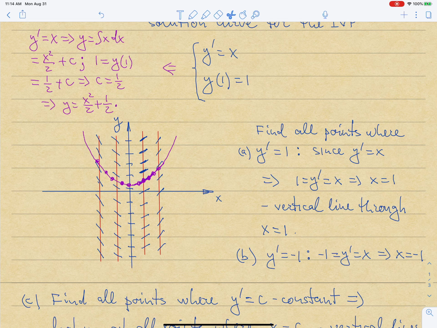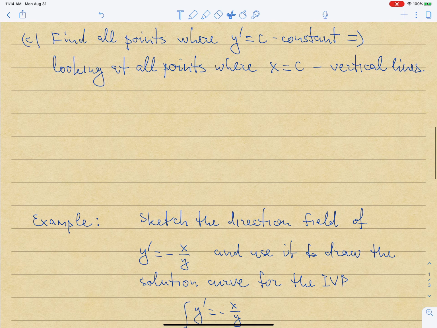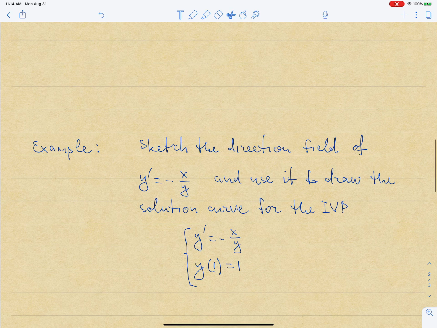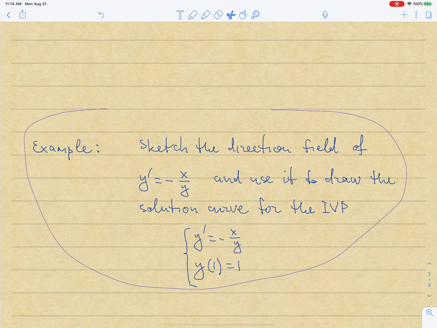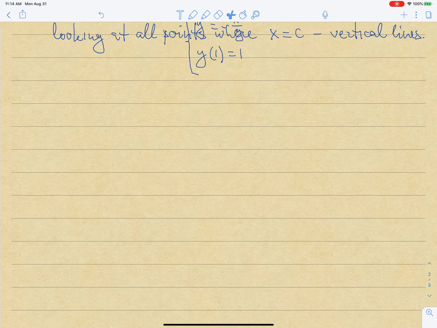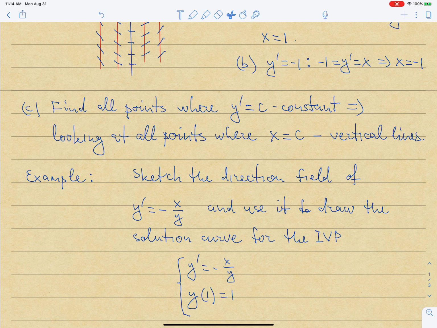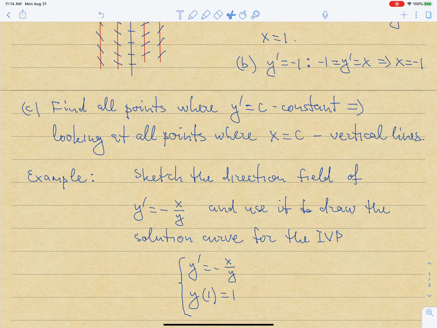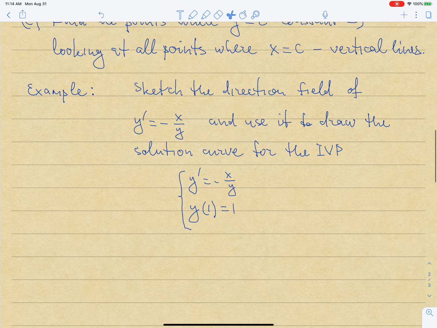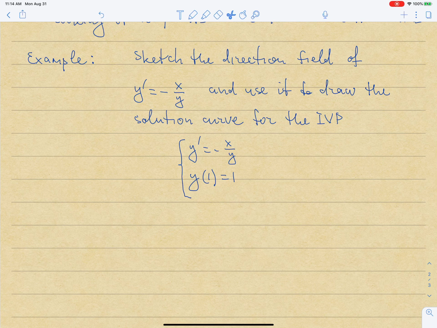All right, so let's try to do another example. Let's say I want to do basically exactly the same thing. I want to sketch the direction field of now a different equation, y prime is equal to minus x over y, and then use that direction field to solve this initial value problem, starting from the same point.